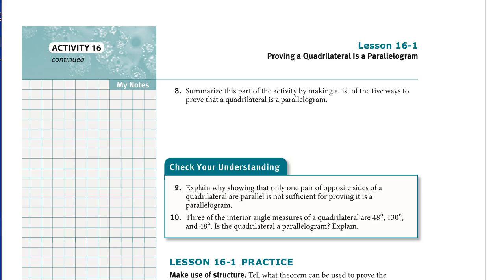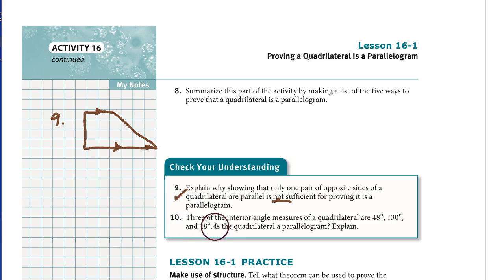Number 9, explain why showing that only one pair of opposite sides of a quadrilateral are parallel is not sufficient for proving that it is a parallelogram. That might look something like this. Let's say that we had a four-sided shape and that the top and bottom are parallel. I'm going to indicate that with these matching arrow symbols. But that this side here and this side here are not parallel to each other. So we have one pair of opposite sides parallel, but the shape is certainly not a parallelogram. And so a drawing like this might be our justification for problem 9.